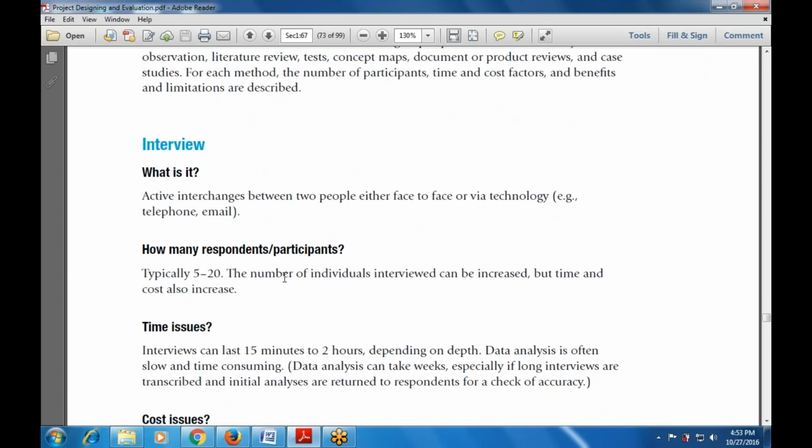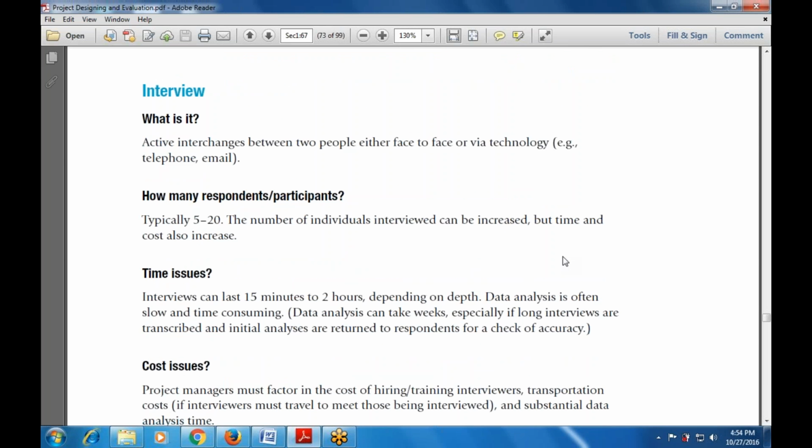Then what are the time issues? An interview can last from 15 minutes to 2 hours, depending on the depth. The data analysis is often slow and time consuming, whatever data collection method is used. Data analysis can take weeks, especially if long interviews are transcribed and the initial analysis and initial parts are returned to the respondents for a check of accuracy.